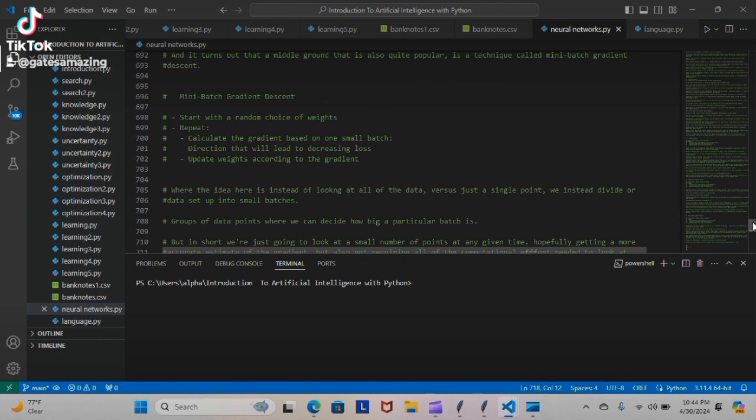So the idea here is that instead of looking at all the data versus just a single point like the other two, we instead divide our data set up into small batches. So with the gradient descent, we look at all of the data points. With the stochastic, we look at one particular data point at a time. And with the mini batch, it's kind of like a hybrid where we look at a batch version of our data sets. Groups of data points where we can decide how big a particular batch is. But in short, we're just going to look at a small number of points at any given time, hopefully getting a more accurate estimate of the gradient, but also not requiring all of the computation and effort needed.